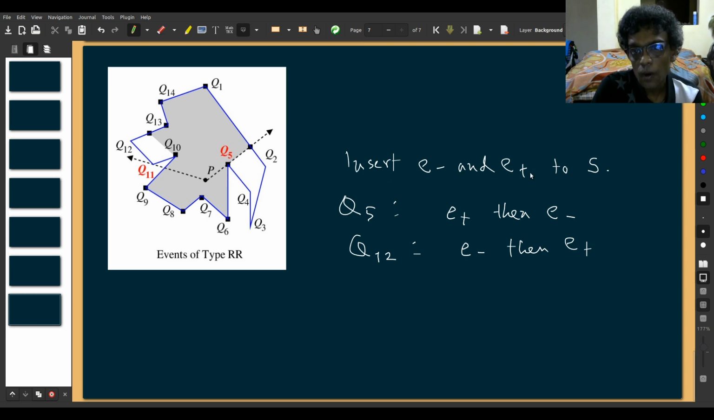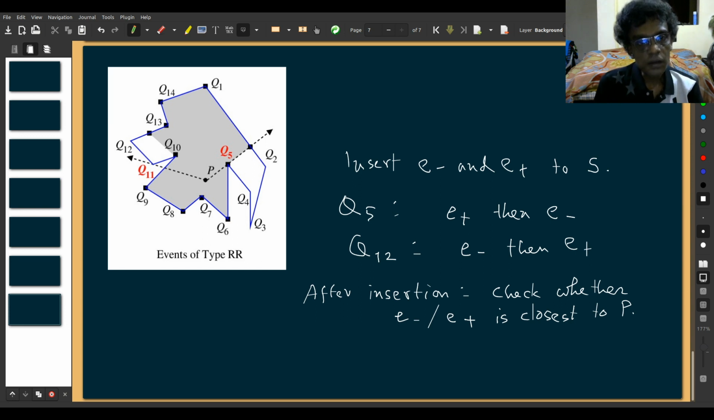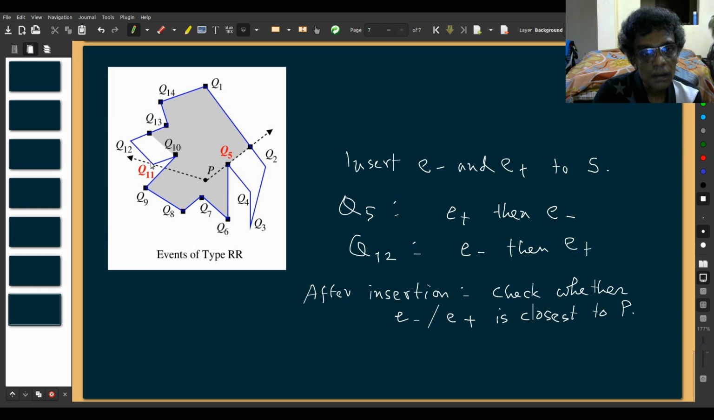And then, we will again find out whether E minus or E plus is the closest to P. Before that they were not active, so after insertion we check whether E minus or E plus, whichever is earlier, is closest to P. If not, as in this case Q11, do nothing. Do not output any vertex to the output.